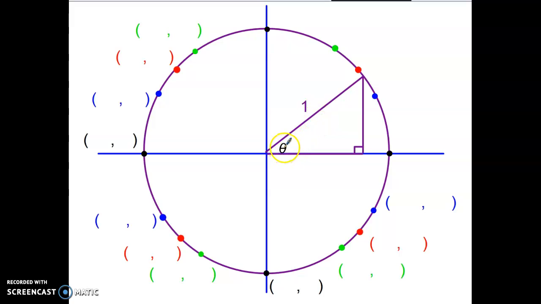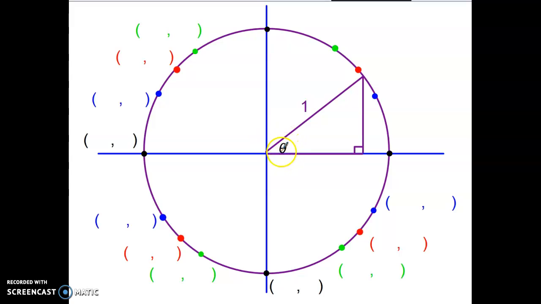All right, if I look at cosine of theta, cosine is adjacent over hypotenuse. So you can see automatically that cosine is going to go with the x-axis. And if I look at the x-axis in this quadrant, it's going to be positive, right? Because I'm on the positive part of the x-axis. So cosine in the first quadrant is going to be positive.